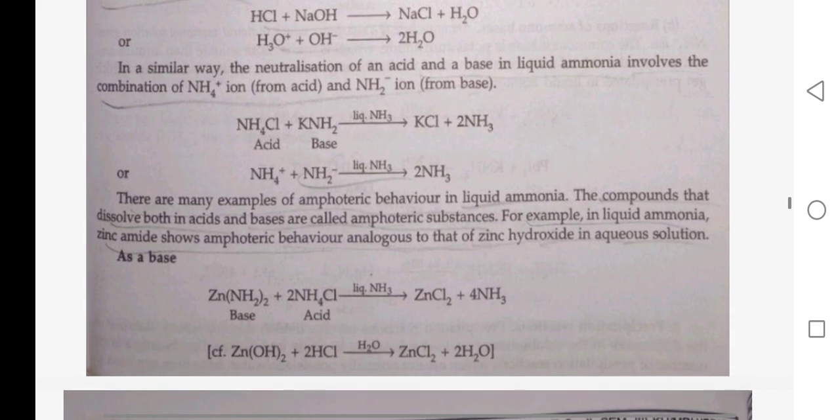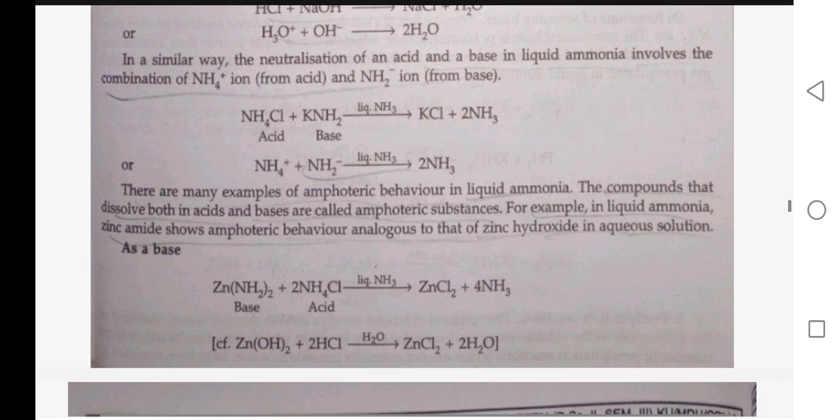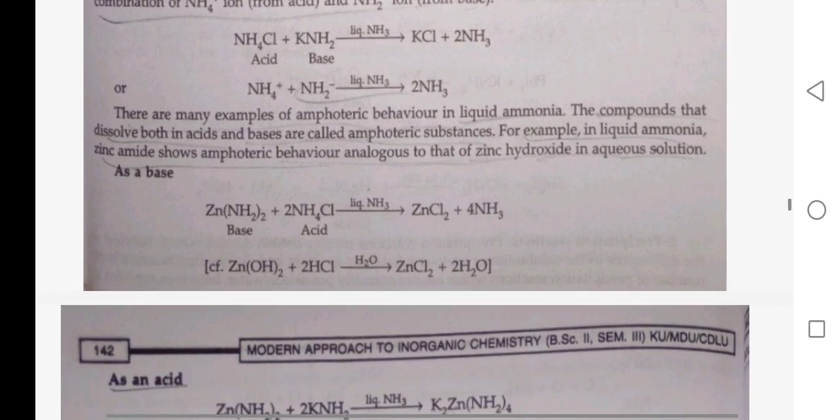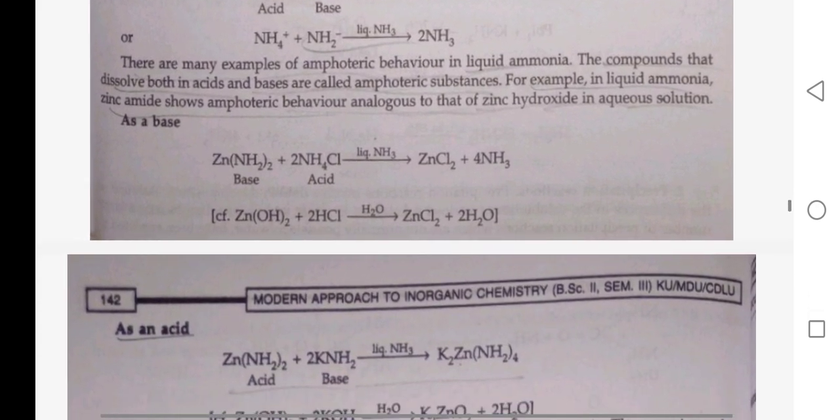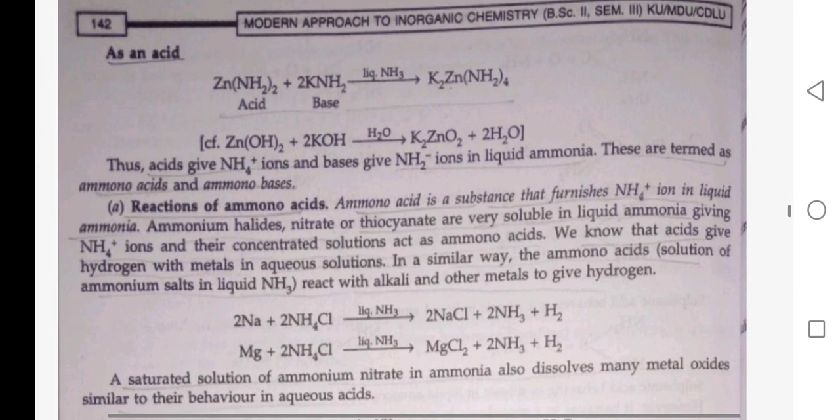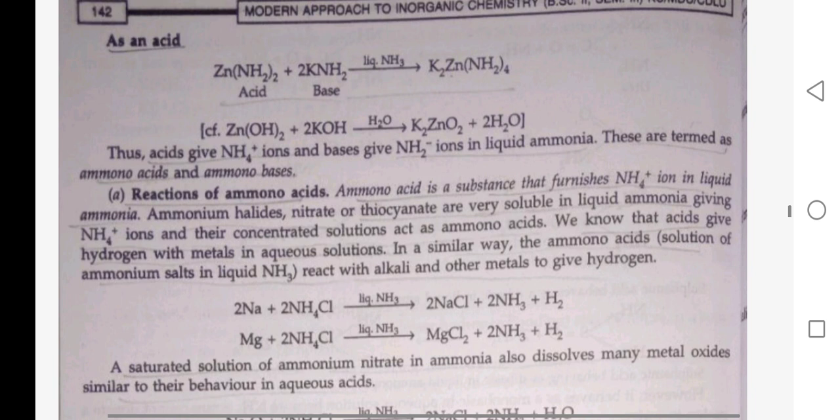In a similar way, the neutralization of acid and base in liquid ammonia involves the combination of NH4+ ions and NH2- ions. There are many examples of amphoteric behavior in liquid ammonia. The compounds that dissolve in both acid and base are called amphoteric substances. For example, in liquid ammonia, zinc amide shows amphoteric behavior analogous to zinc hydroxide in aqueous solvents. Thus, acids give NH4+ ions and bases give NH2- ions in liquid ammonia.